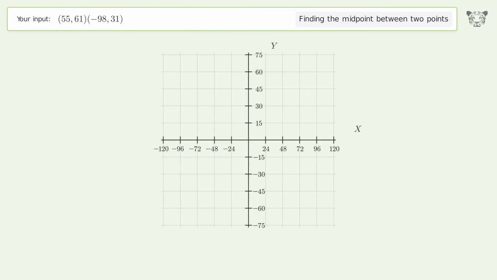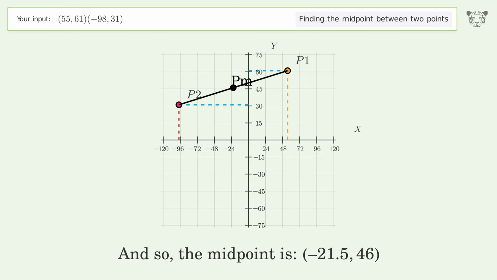And so, the midpoint is negative 21.546.